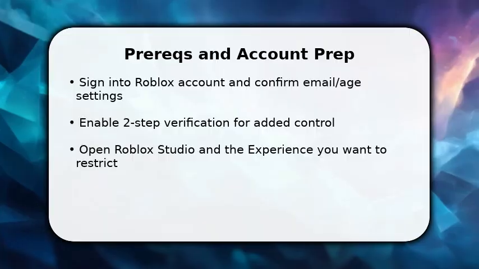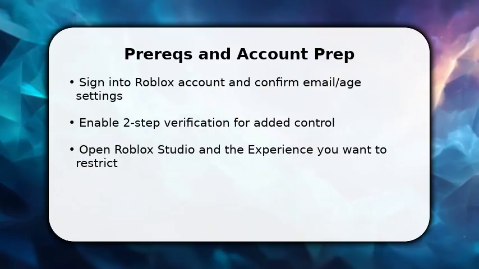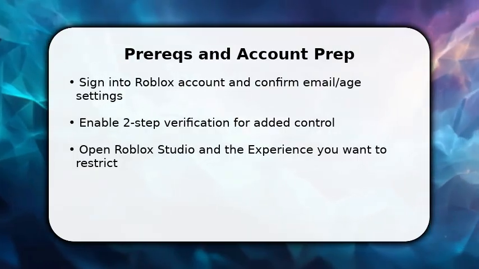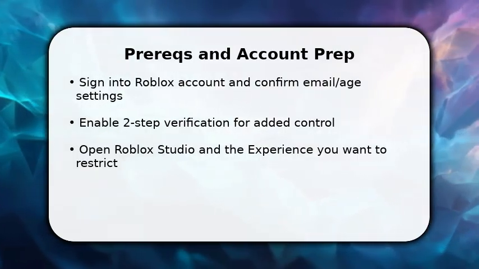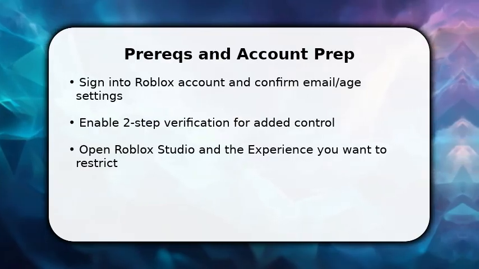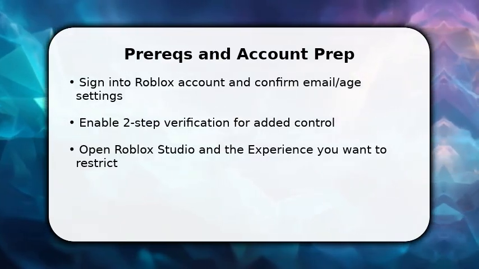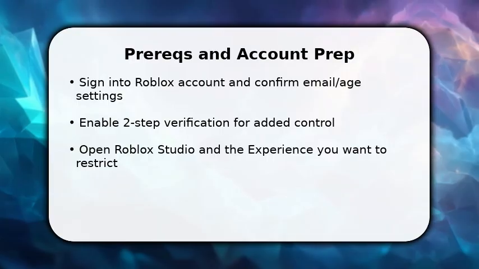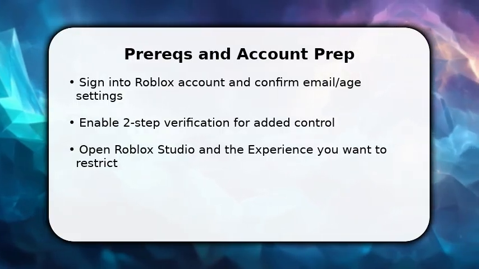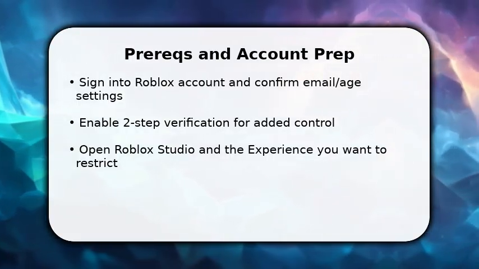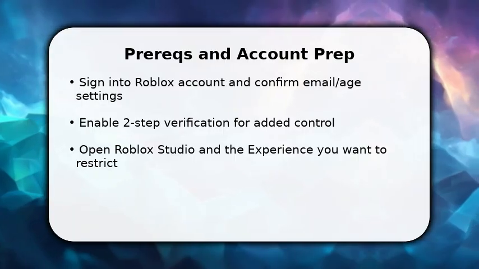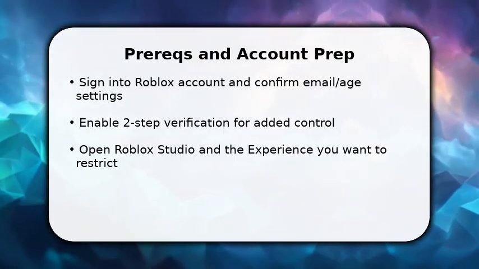Enjoy the video. You start by confirming the essentials. Sign into your Roblox account and verify your email so settings stick. Once done, turn on two-step verification to protect access. Then open Roblox Studio and load the experience you intend to make private. You're doing this now because ownership and verification let you change access.